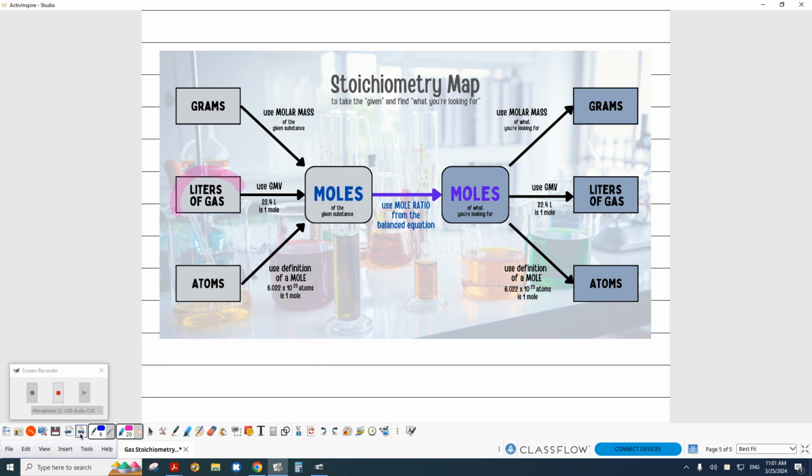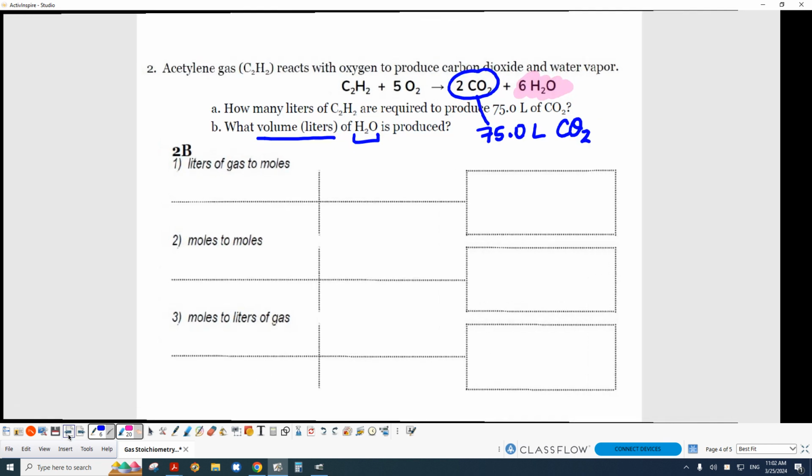We know the liters of gas. We're starting with 75.0 liters of CO2. We're going to use the GMV to convert those liters to moles of CO2 in step 1. In step 2, we're going to convert moles of CO2 to moles of what we're looking for. In this case, we're looking for moles of water. And once we know the moles of water, we can convert it to liters of water in the 3rd step, again using the gas molar volume. And so let's work on that.